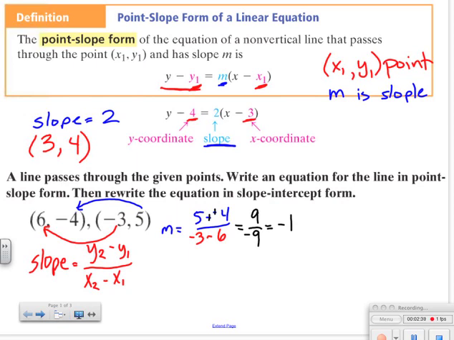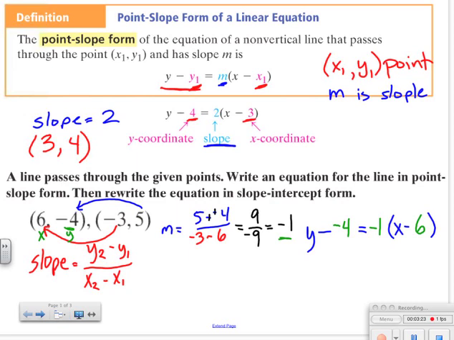Now I can use either of the points to rewrite my equation. I can rewrite that using point number 1: y minus, I'm going to put the equal sign, x minus, and I'm going to fill in the parts. So the parts come from the point. The first point has negative 4 as y, and it has 6 as x. So where the y is, I'm going to put negative 4 there, and where the x should go, I'm going to put a positive 6 there. And then I have to fill in the slope being negative 1.